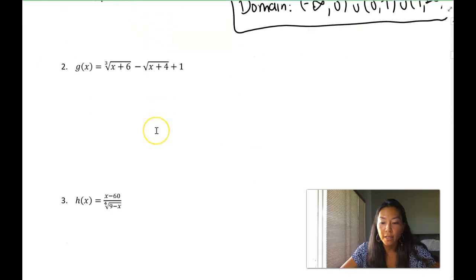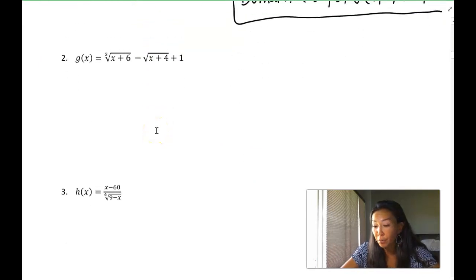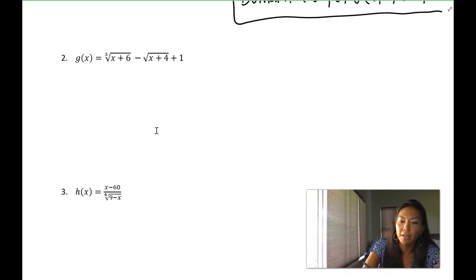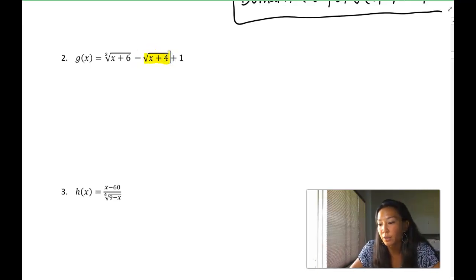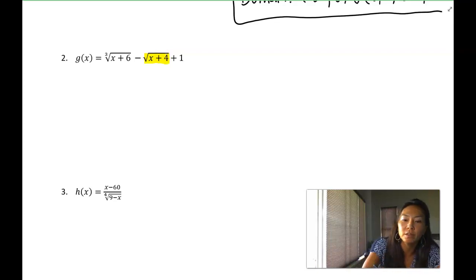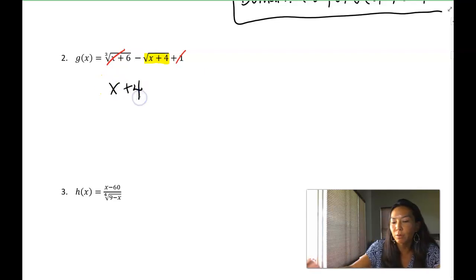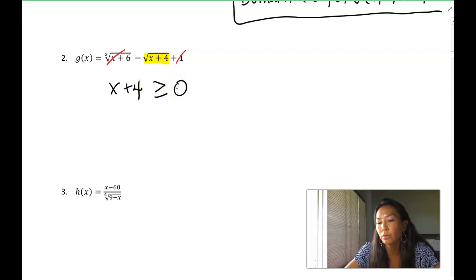Number 2 has a radical. We have a cube root as well, but the cube root is okay. Anytime you have an even root is where you can't have negatives. So this is the one we have to focus on, inside that square root, not inside the cube root. We don't have to worry about the other ones. So x plus 4 has to be what kinds of values? It cannot be negative, so it has to be greater than or equal to 0.